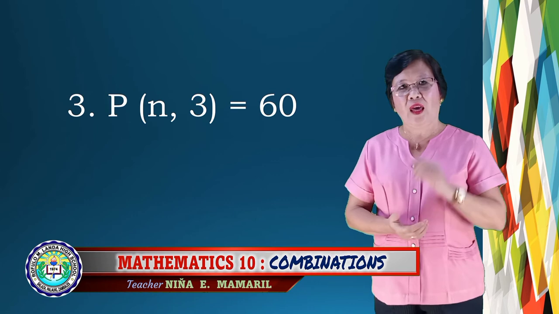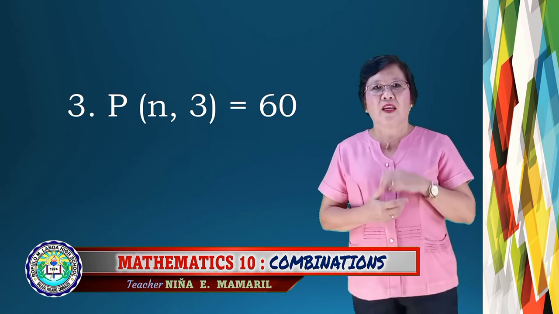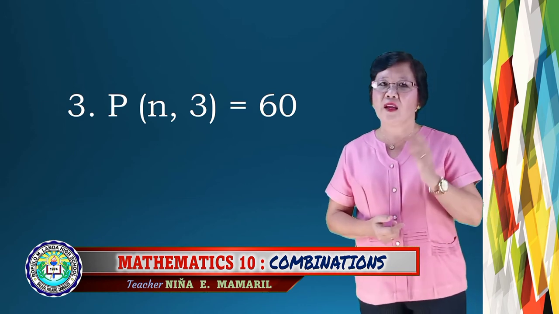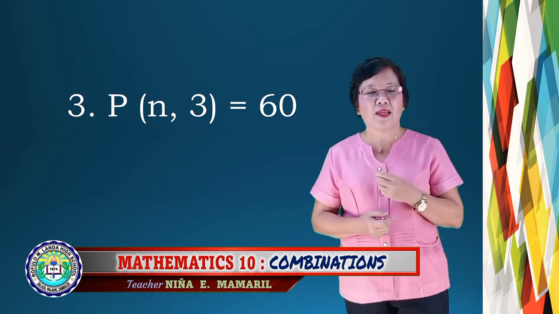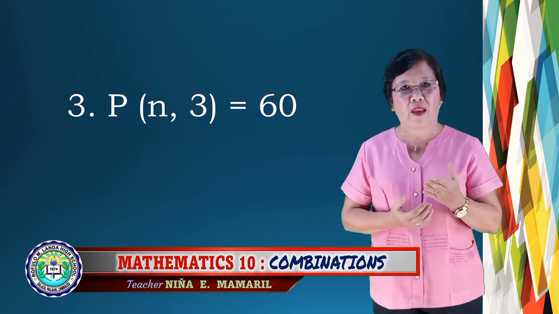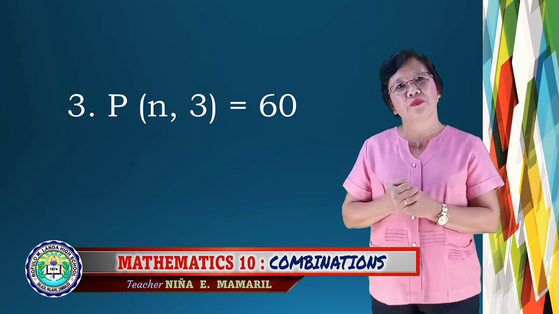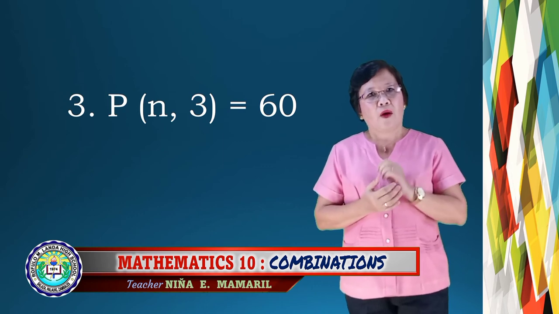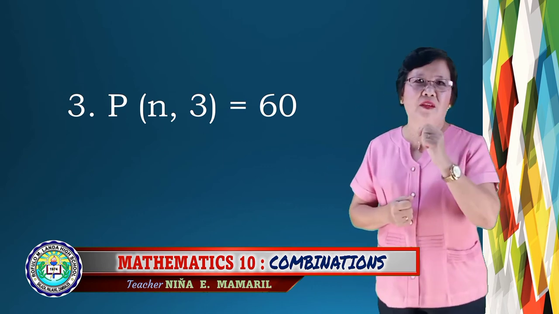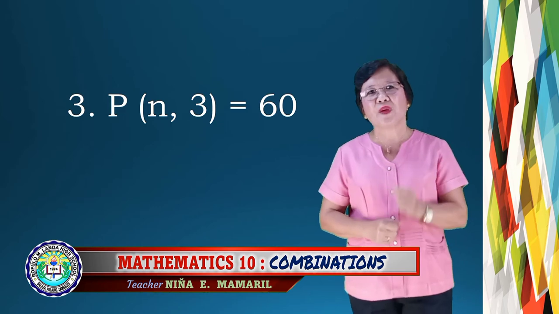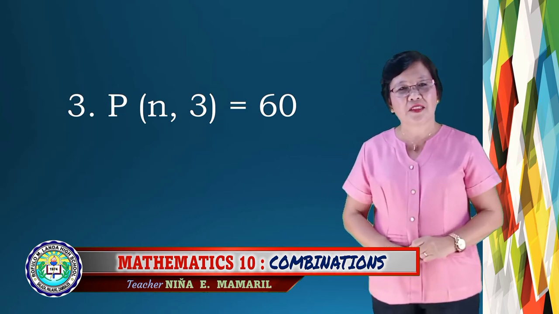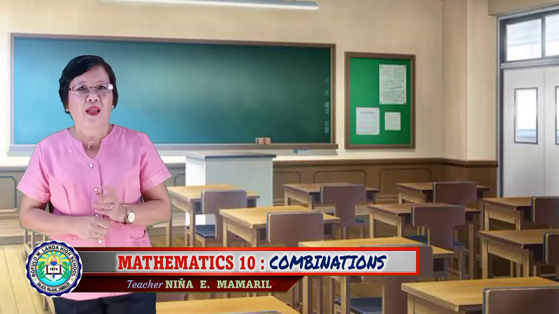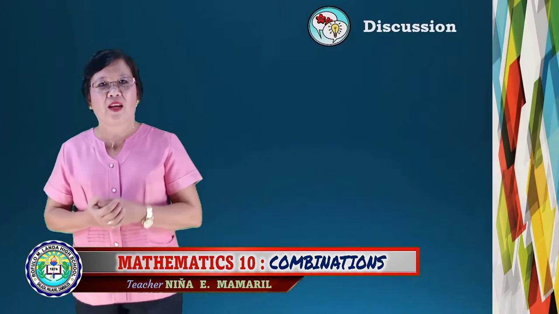P(n, 3) is equal to 60. In here, your unknown is the value of n. Okay, can you solve? Okay, very good! The correct answer in question number 3 is 7. Now, let us proceed to our lesson.